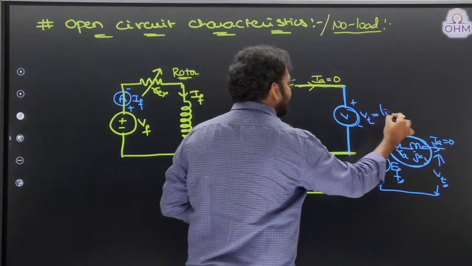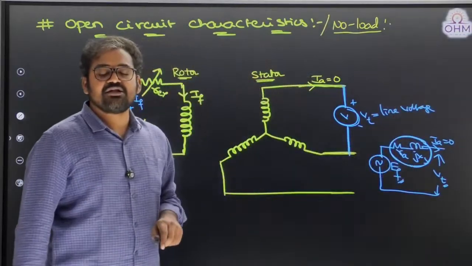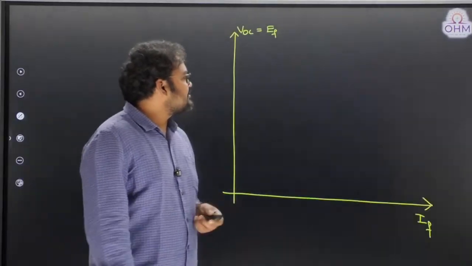But important thing is, we are connecting the voltmeter between two lines. Therefore, voltmeter will measure line voltage. But in the calculations, we must always use phase values only. Okay. So let's see what are the observations.